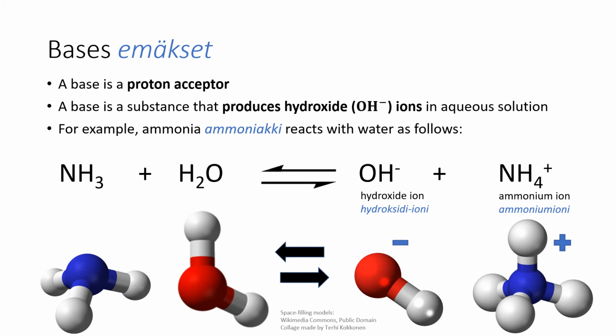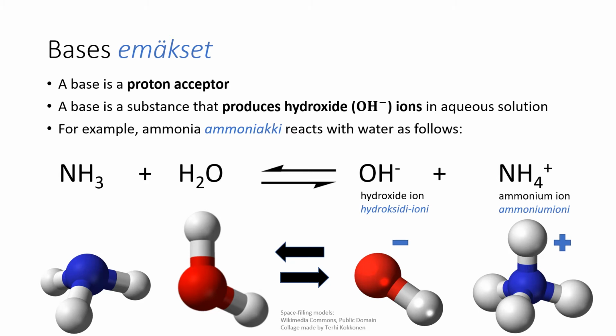Ammonia is a weak base. The reaction shown here is reversible, and at any one time most of the ammonia is still present as ammonia molecules. The ammonium ion is the conjugate acid of ammonia. It can release that hydrogen ion again to reform the ammonia.